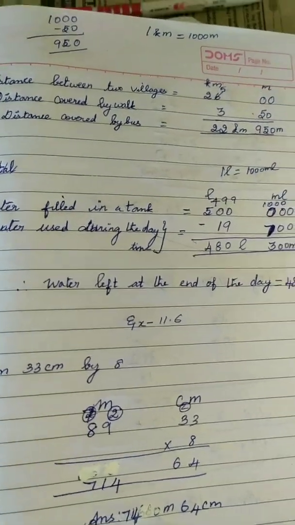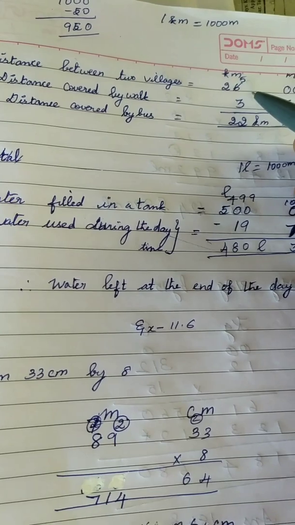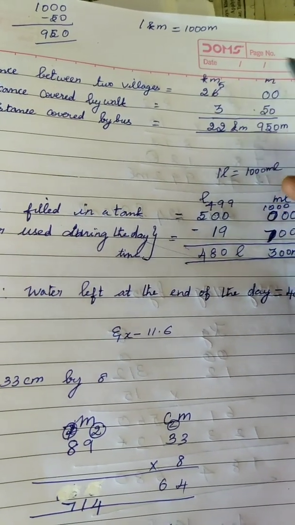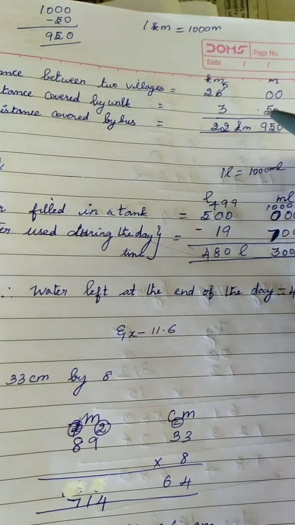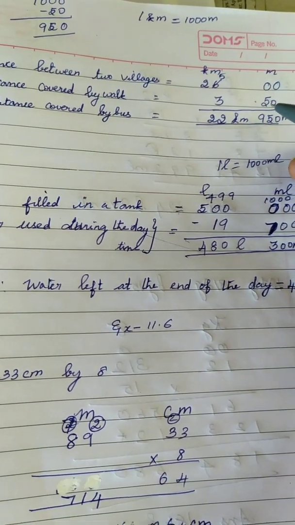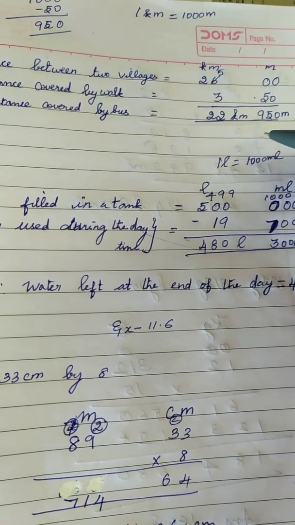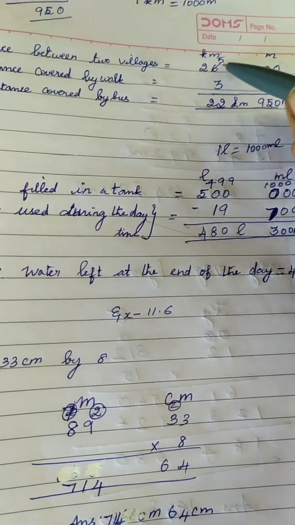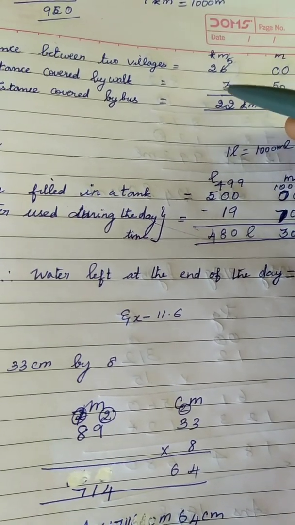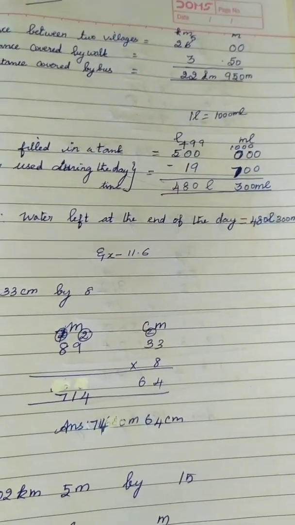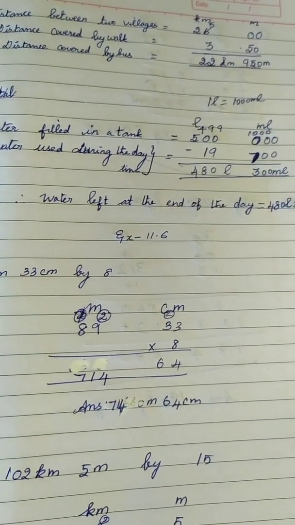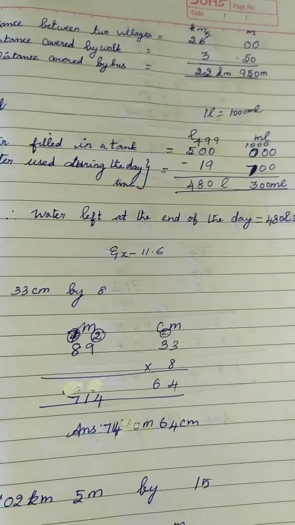0 minus 50 is not possible, so we are going to borrow from the kilometers. If you borrow 1 kilometer and give it to meters, 1 kilometer is equal to 1000 meters. So from 1000, if you subtract 50, it is 950. So 950 meters. And 5 minus 3 is 2, and 2 minus 0 is 2. So it is 22 km 950 meters. So the distance covered by bus is 22 km 950 meters.